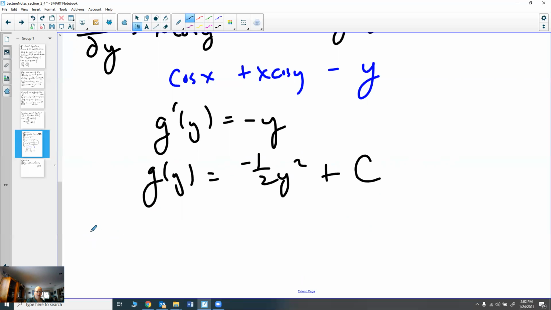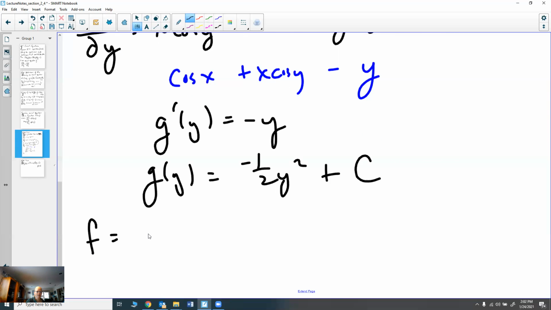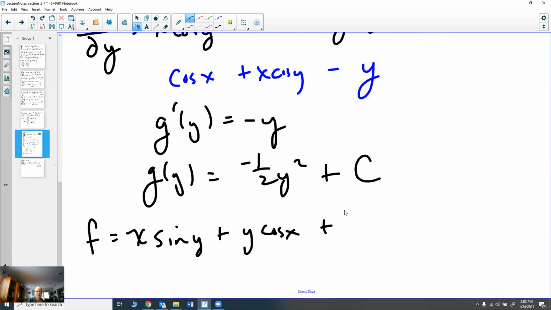So we now have that my function is x sine y plus y cosine x plus that function g of y, which we just found out to be minus 1/2 y squared plus c. You could have done it the way I was starting to do it, but I think this way is a little bit cleaner. Let's try one more.